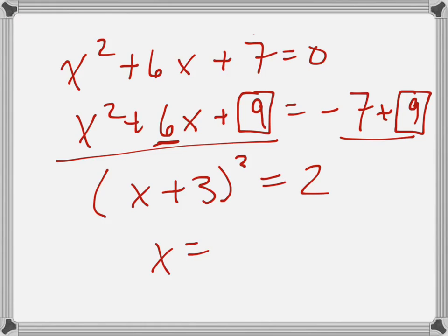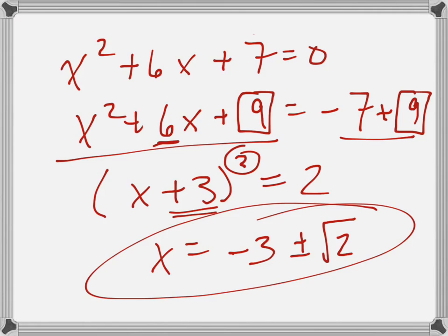Let's do it in our head. I'm going to get rid of the squared, which is going to be the plus or minus the square root of 2, right? And then I'm going to subtract 3. So it's negative 3 plus or minus the square root of 2. There are my two answers.